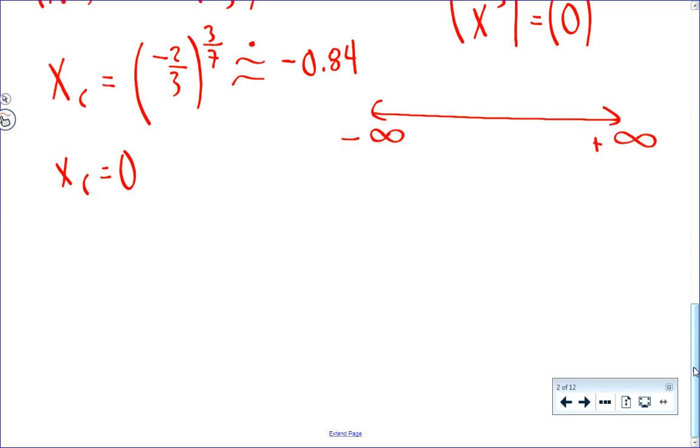And by the way, this is one of the reasons why it was useful to know that this critical value of x is about negative 0.84. So we have a critical value at negative 0.84. We have a critical value at 0, which means we're going to split our domain into 3 separate pieces. It's going to be from negative infinity to negative 0.84, from negative 0.84 to 0, and from 0 to infinity.